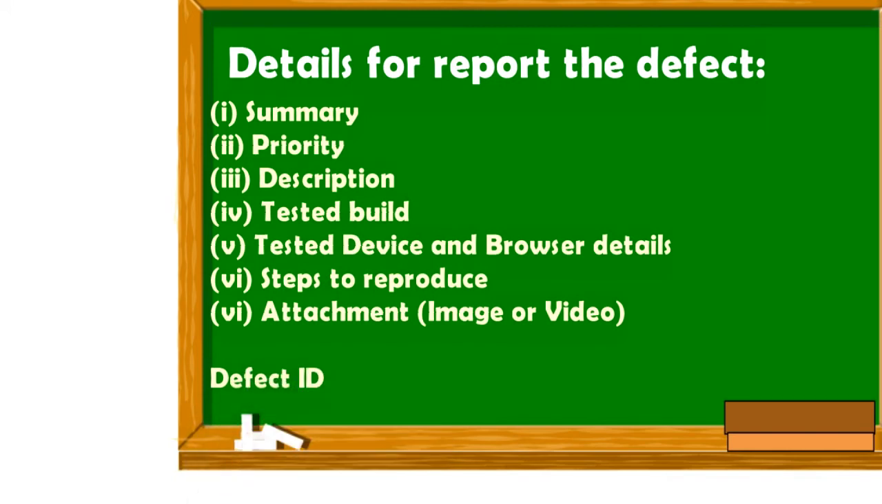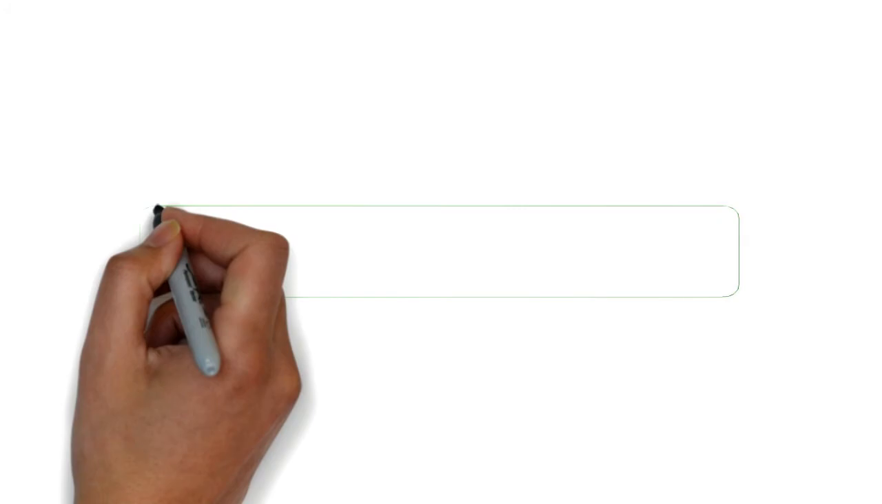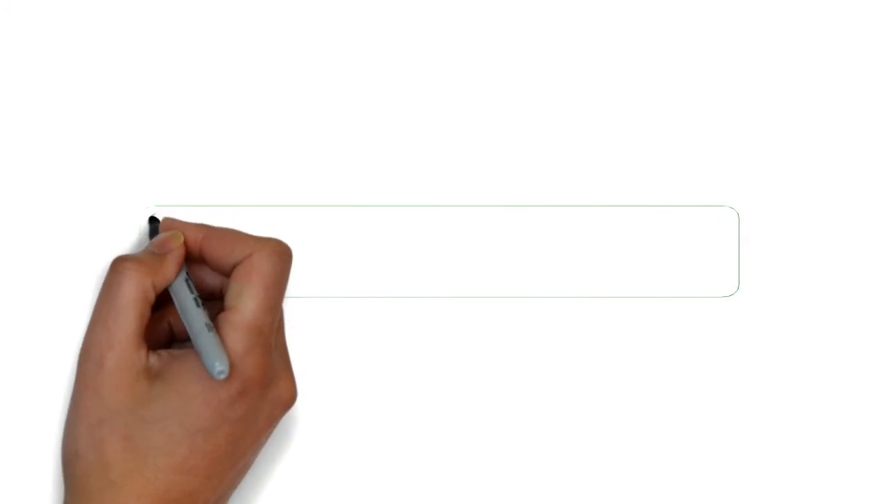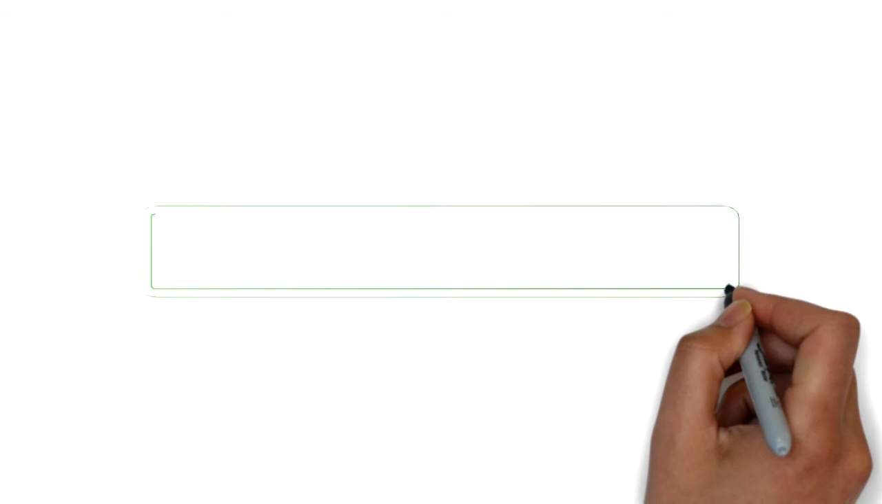And then the third one is description. In the description section, we have to give a detailed statement about the issue. In the description itself, we have to give the tested build, tested device and browser, steps to reproduce, those kinds of things, so that the developer can reproduce the same issue on their machine based on these details.